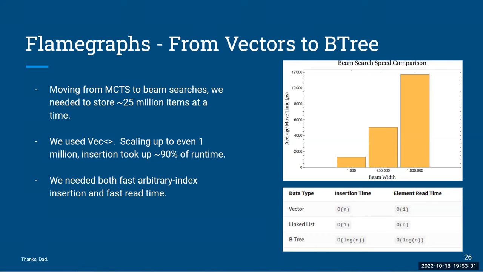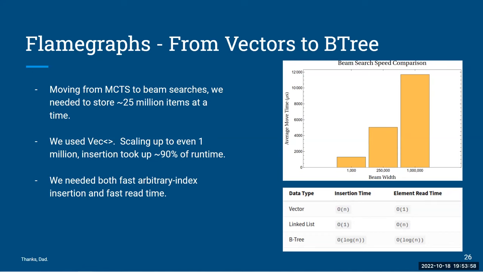And we eventually realized that this was because vectors, while they have very fast read times, so we can do a binary search to figure out where to insert very quickly, have order n write times, because the whole point of a vector is that everything's in a predictable spot in memory. If you insert in the middle, you have to reallocate everything to the right of it. And the longer your vector is, the worse this gets.